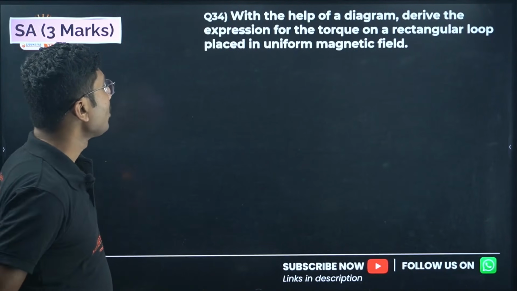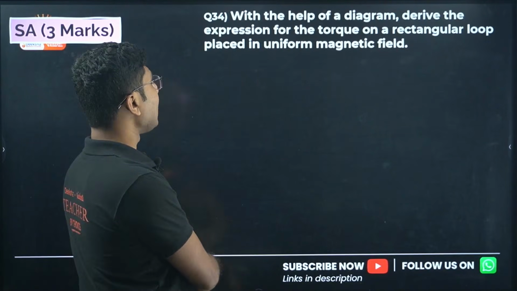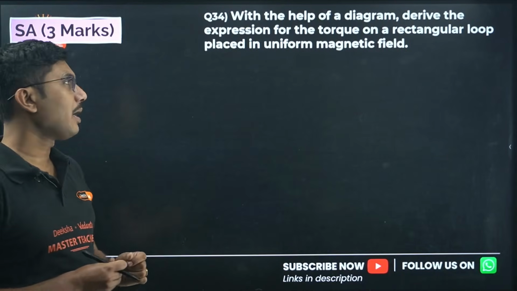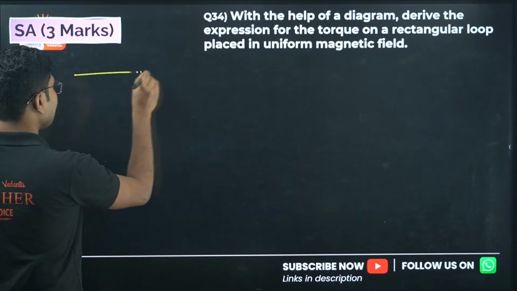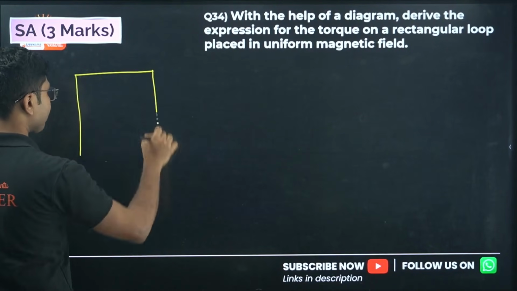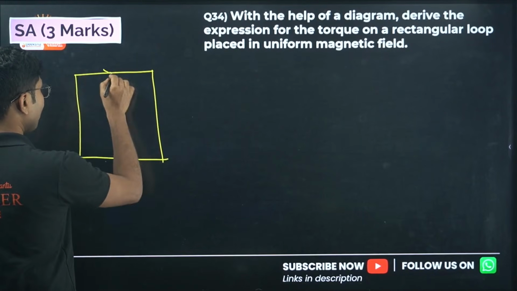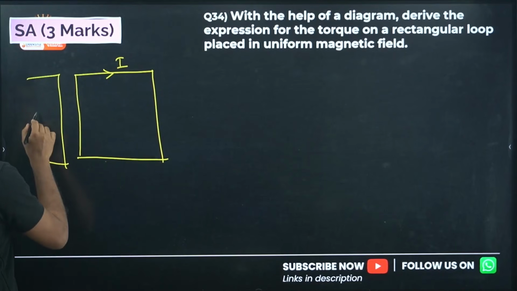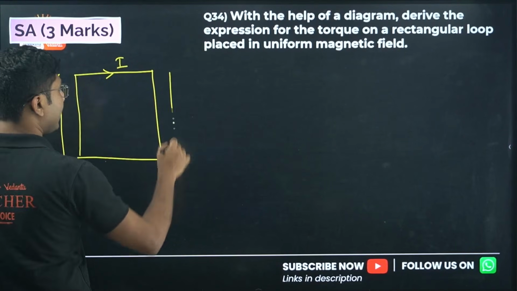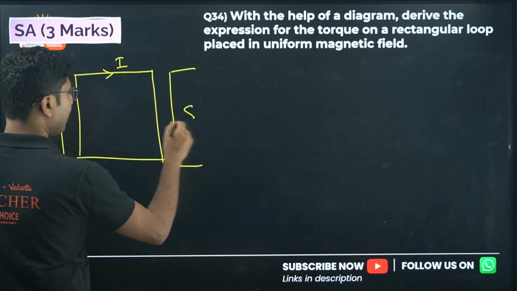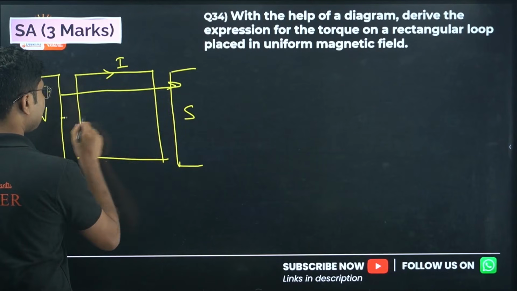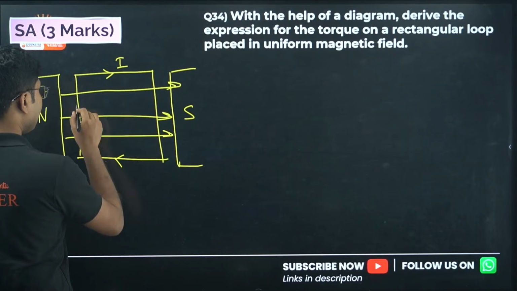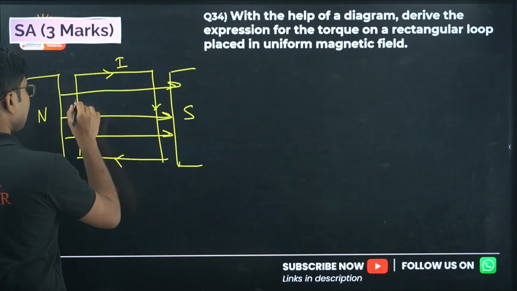Now let's move on. With the help of a diagram, derive the expression for torque on a rectangular current loop placed in a uniform magnetic field. So we have a rectangular current carrying loop, carrying a current I. We have a magnet here, say north, and a magnet over here, say south, so magnetic field lines are passing like this. Okay, current is here, and current through this is here. This is the current, this is the current.